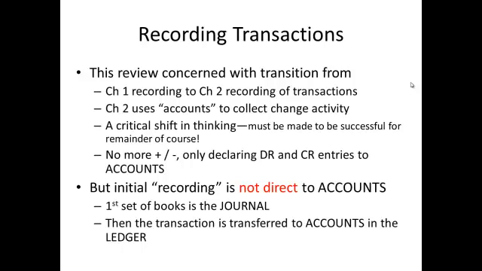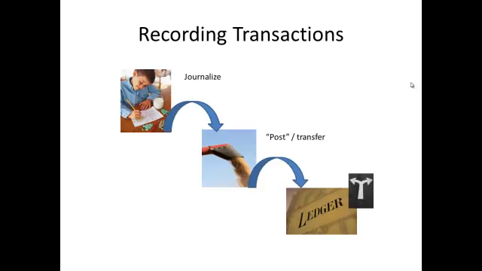But that initial recording is not made direct to accounts. We have a first set of books called the journal. Once entries are journalized, then we transfer them to accounts in the ledger. Here's a simple diagram of that. Journalize first, debit and credit entries, balance journal entries, and we transfer information into ledgers. The same information that's in the journals and the ledgers, different sequence.